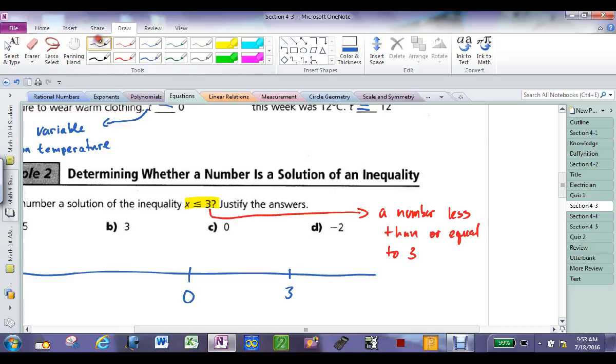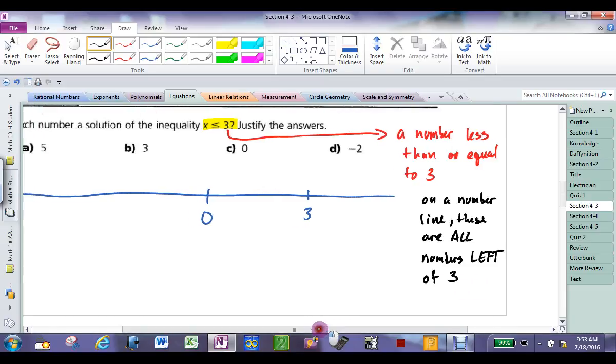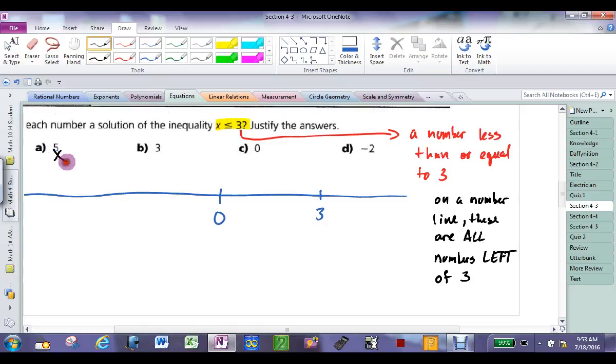Where on the number line do the numbers less than or equal to 3 live? They all exist left of 3. On a number line, these are all numbers left of 3. Do I include 3? Yes. Why? Because it's less than or equal to 3. So how do I show that on a number line? First, I have to decide what works. Is 5 less than or equal to 3? No. Is 3? Yes. Is 0? Yes. Is negative 2? Yes. Now, how do I show it on a number line?